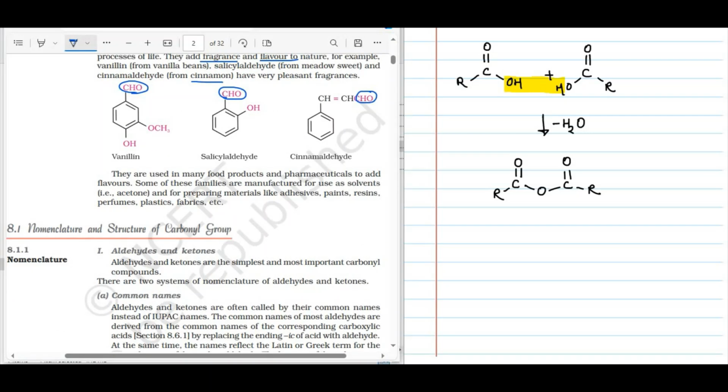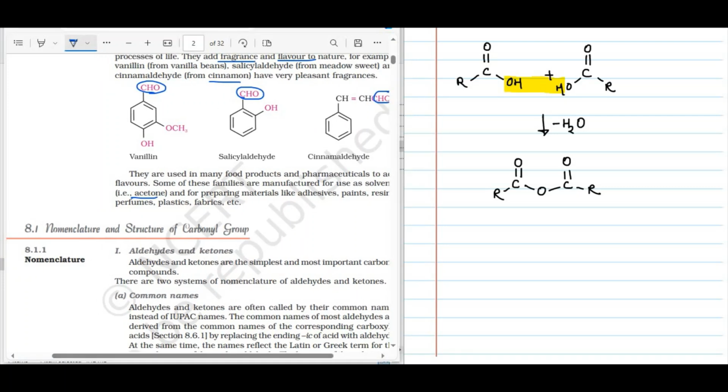They are used in many food products and pharmaceuticals to add flavors. Some of these families are manufactured for use as solvents, for example acetone. Acetone is one of the ketones. They are also used for preparing materials like adhesives, paints, resins, perfumes, plastics and fabrics, etc. Now we are going to learn the nomenclature and structure of carbonyl groups.